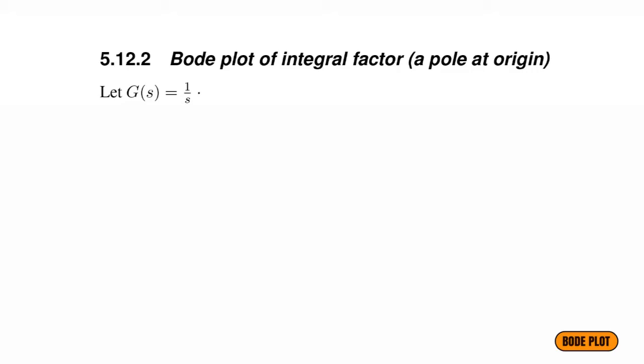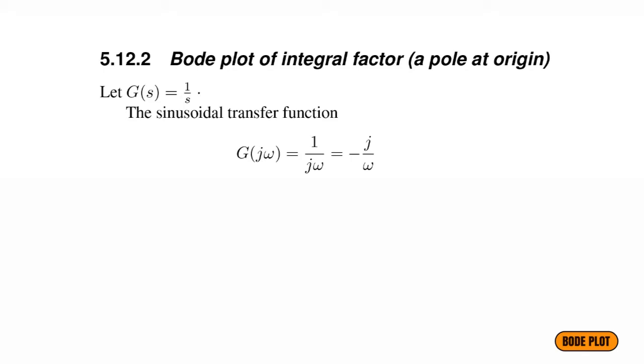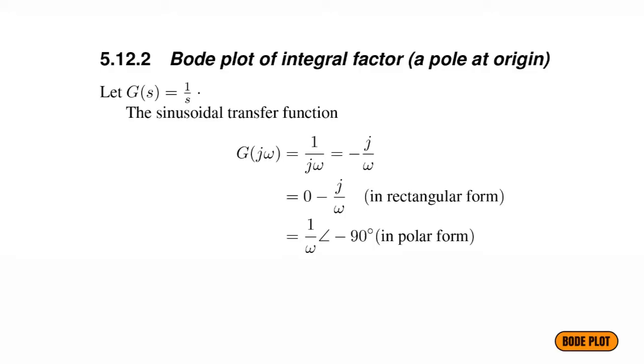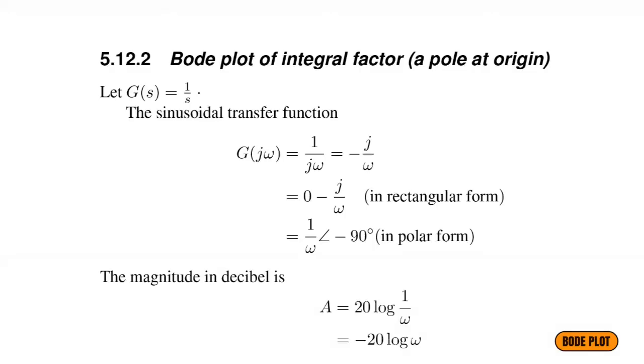If you convert this into the frequency sinusoidal transfer function, G of j omega equals 1 by j omega, which equals minus j by omega. You multiply the numerator and denominator by j, and you get minus j by omega. What is the magnitude of that? 1 by omega. So the modulus of G of j omega is 1 by omega. What is the angle? Minus j means minus 90. So the angle is always minus 90.